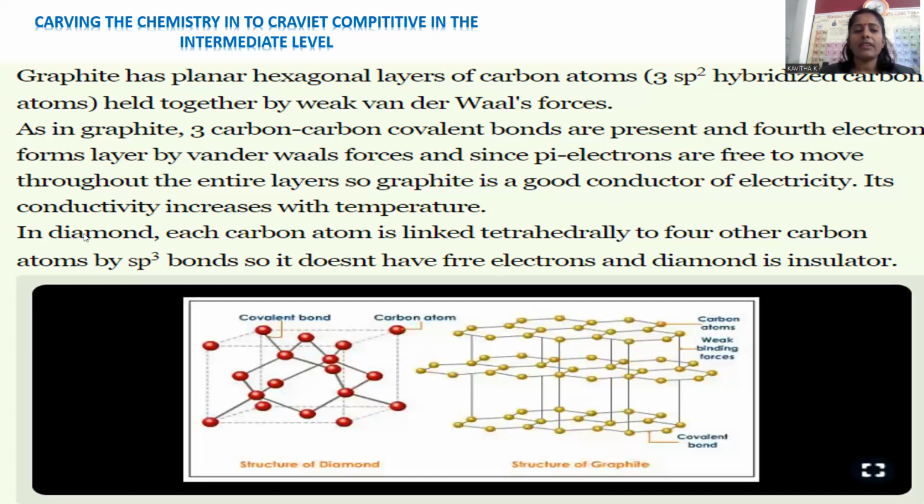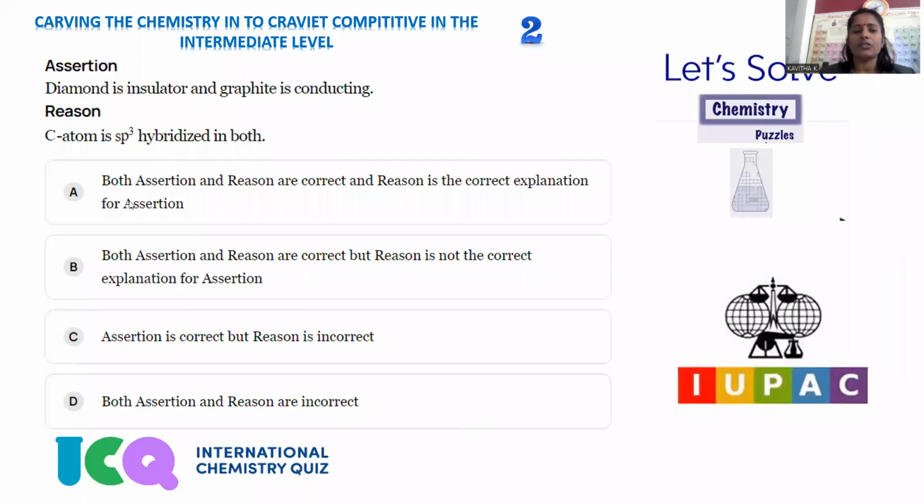But in the case of diamond, with sp3 hybridization, all the electrons participate in sigma bonds, and diamond is said to be an insulator. So diamond is sp3 hybridized, whereas graphite is sp2 hybridized. So the two compounds are not both sp3 hybridized. The reason is incorrect. The assertion is correct only.